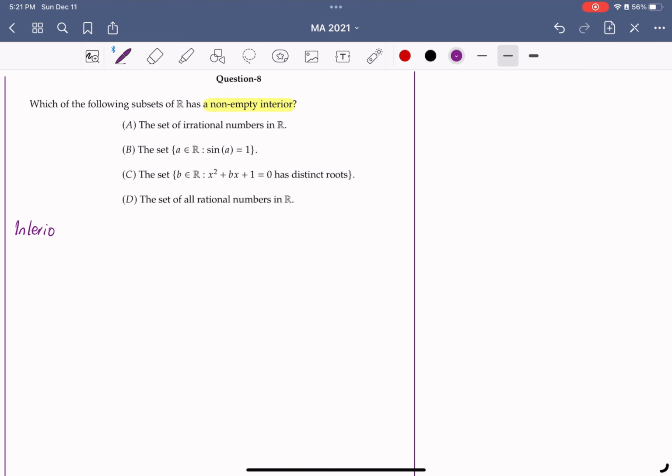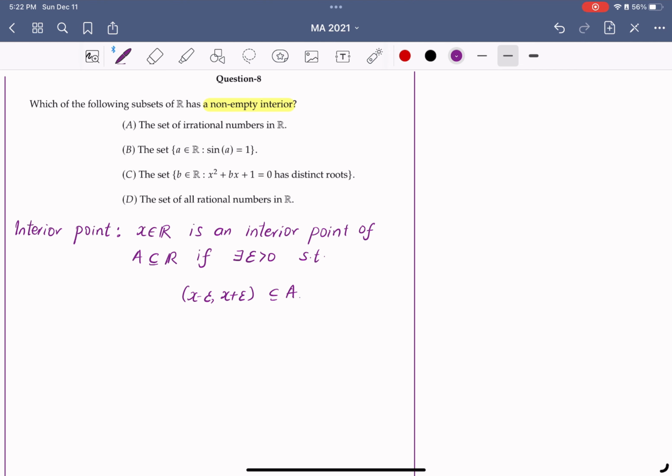To answer this question, let us first recall the definition of interior point of a set. A real number x is said to be an interior point of a set A if there exists an epsilon positive such that the open interval (x minus epsilon, x plus epsilon) is contained inside set A. In other words, a set A has non-empty interior if it contains a non-empty open interval inside it. Very good. Now the first option is the set of irrational numbers.